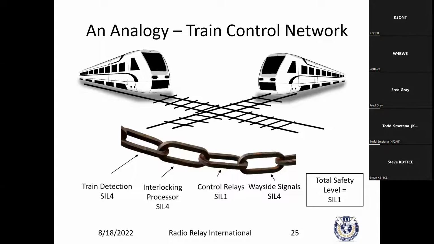Okay, so I have 4 components in, say, my train control network, and everything is designed to SIL 4 except for maybe the control relays. My total safety level is just going to be SIL 1. So in my emergency communications exercise, I'm looking at multiple processes and I'm looking for any weak links in that chain. Okay. Let me digress into some of our other training classes.